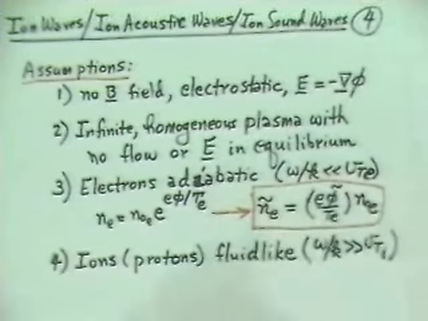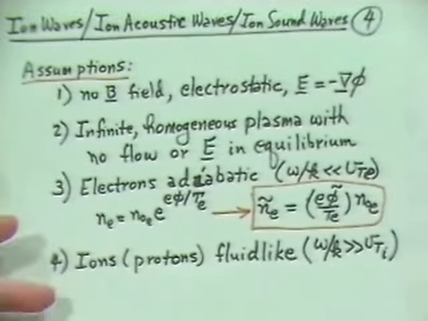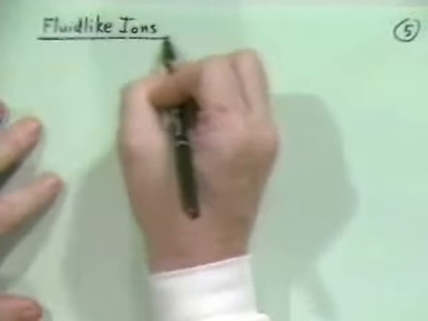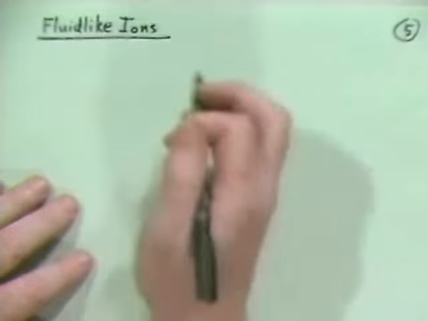Phase velocity has to be small compared to the electron thermal speed. Okay, so let's get our ions fluid-like and start manipulating equations. Fluid-like ions. And what do we have here?